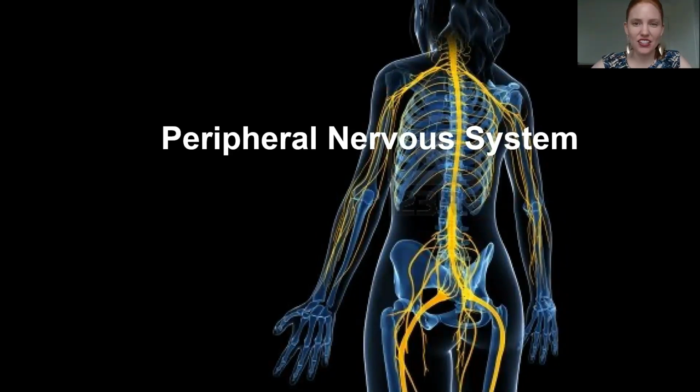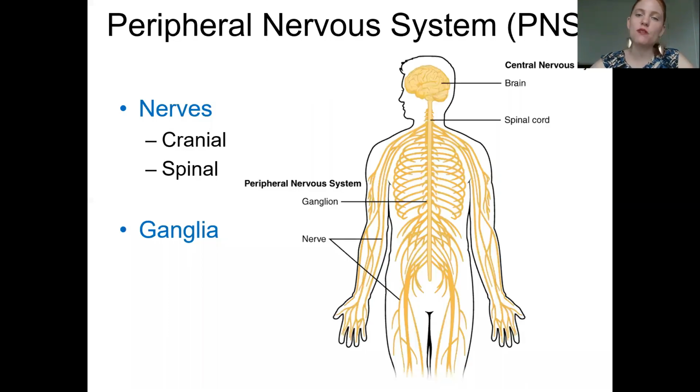Okay, hello guys. Now we're moving on to the peripheral nervous system. Remember, peripheral means off to the side. Think of peripheral vision. It's everything off to the side. So it's going to include pretty much everything except for the brain and the spinal cord. The brain and the spinal cord are part of the central nervous system.